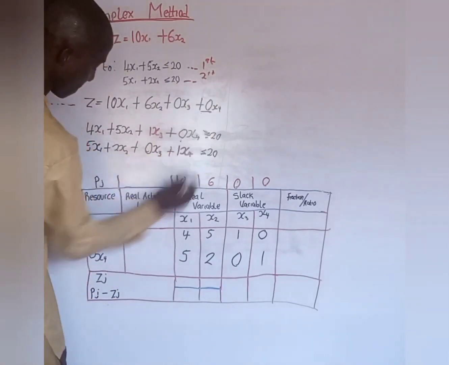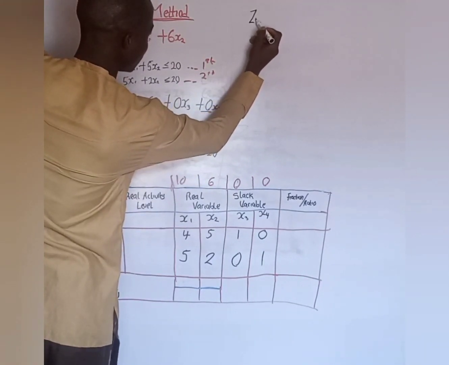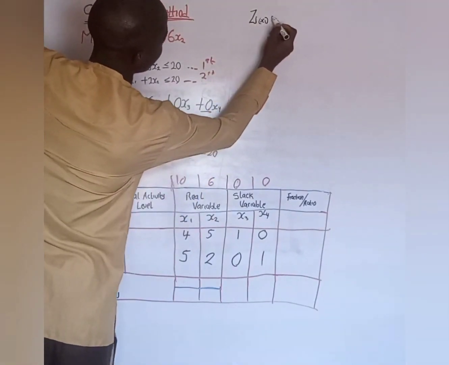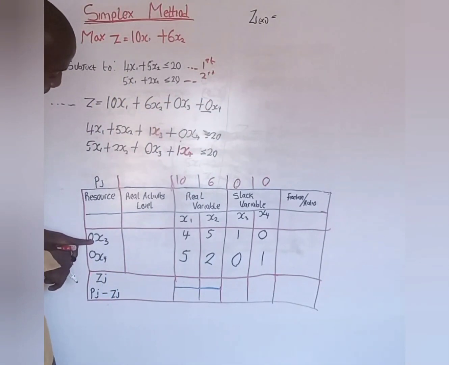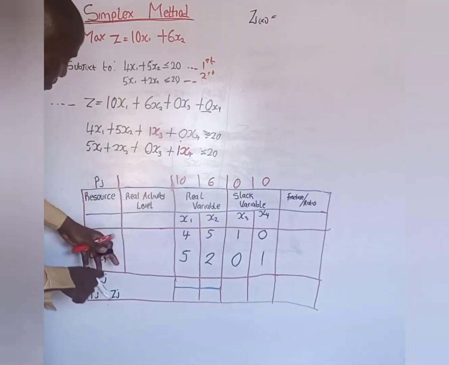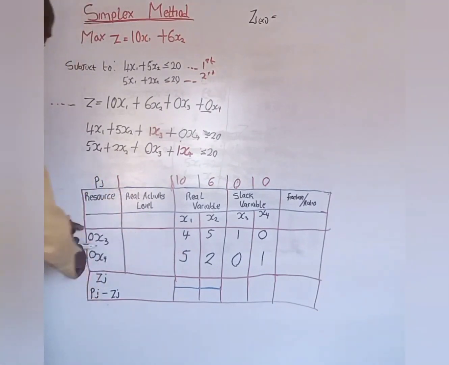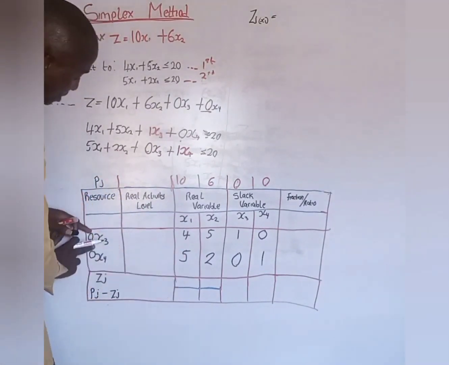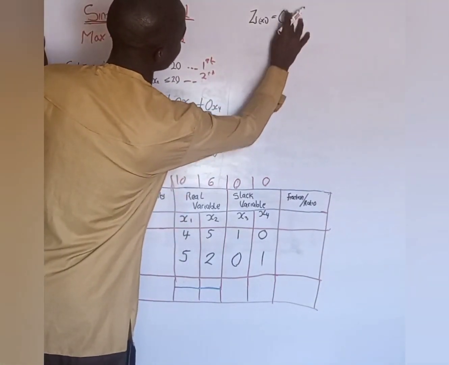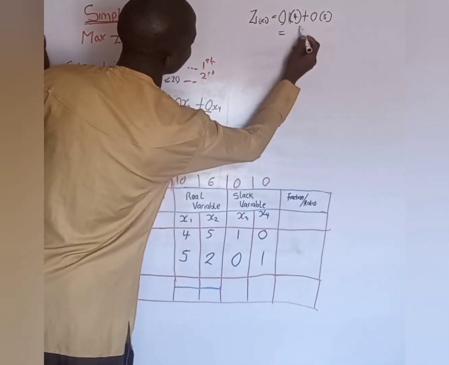Let me call it ZJ of x1. Now, I just wrote this formula. It will be zero multiplied by what I have here plus zero multiplied by what I have here. Now, the value of ZJ for x1 will be zero multiplied by 4 plus zero multiplied by 5. So that will give me zero.